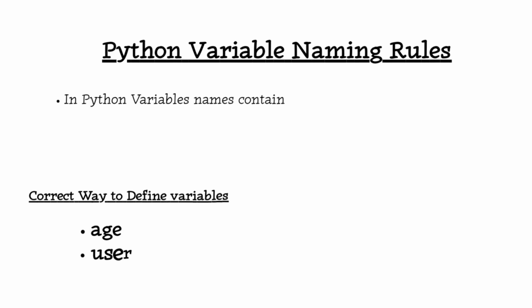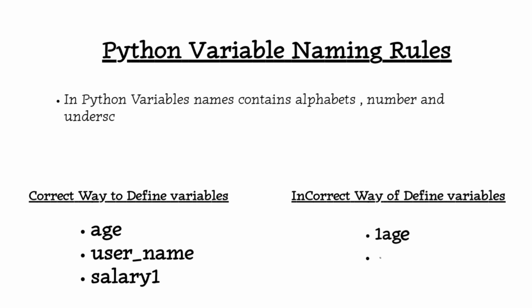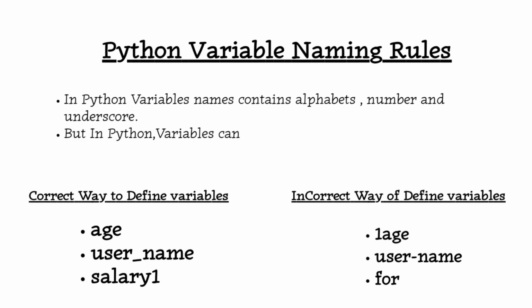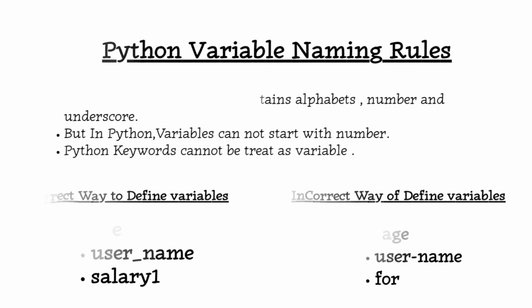Now let's try to understand more about the variables. There are certain rules about variables to use in code. Variable names can include letters, numbers, and underscores, but they cannot start with a number. And in Python, there are certain keywords that cannot be used as a variable.